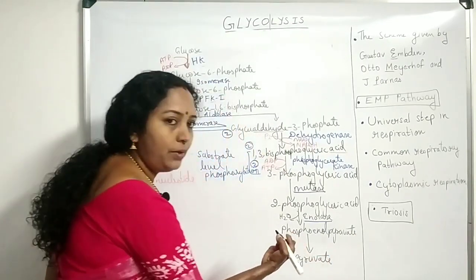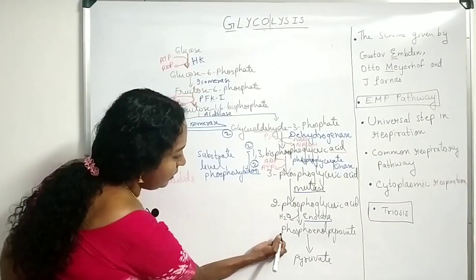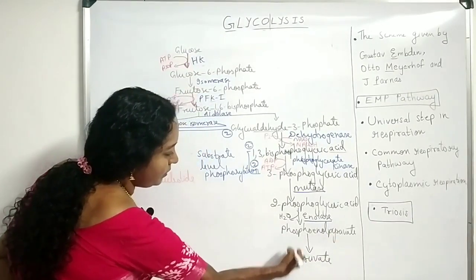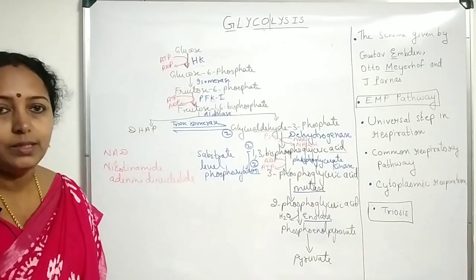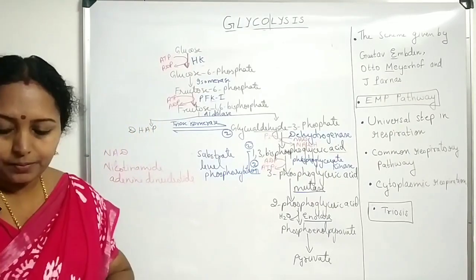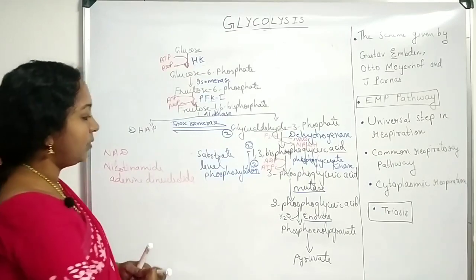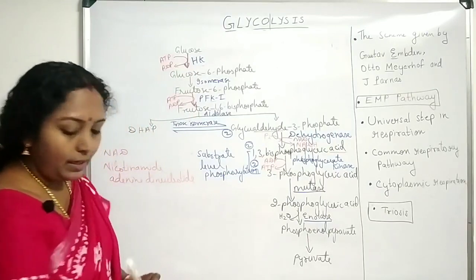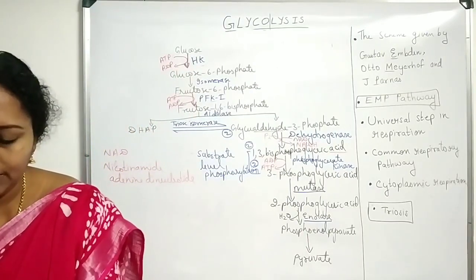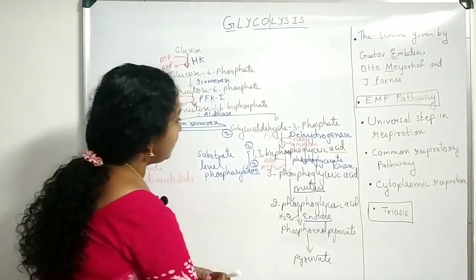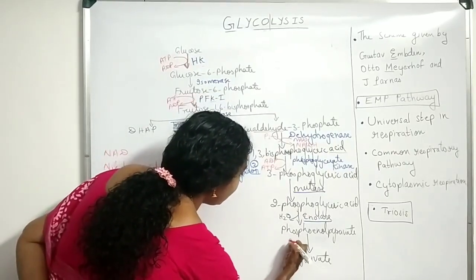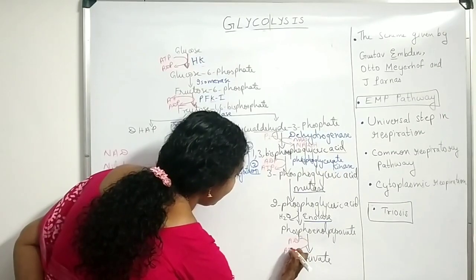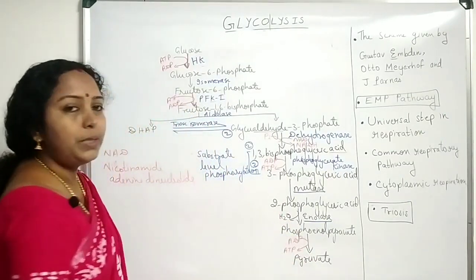Pyruvate, or you can say pyruvic acid also. So see here, there is no phosphate. Phosphoenol pyruvate to pyruvate. So one phosphate is not here in the final product. So where is that phosphate gone? Where is that phosphate gone? That phosphate is again taken up by our ADP. That phosphate is taken up by ADP. So ADP takes up that phosphate and it becomes the energy currency ATP, isn't it?